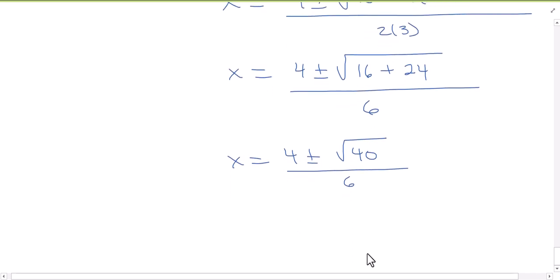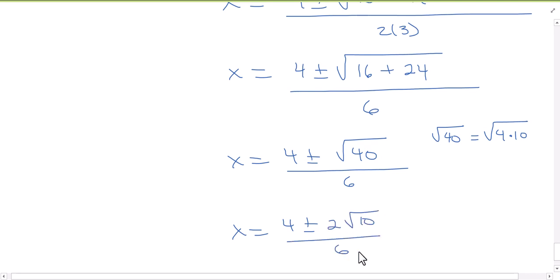And can you reduce that some more? Sure, I can say this is 4 plus or minus the square root of 40. What's 40? So the square root of 40 is the square root of perfect squares. So 4 times 10. And then the square root of 4 is 2. So it's going to be 2 times the square root of 10 all over 6.